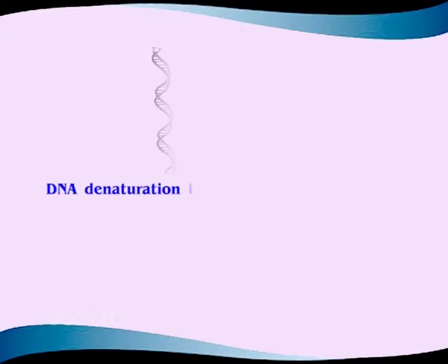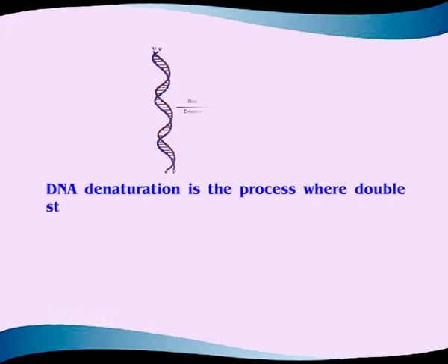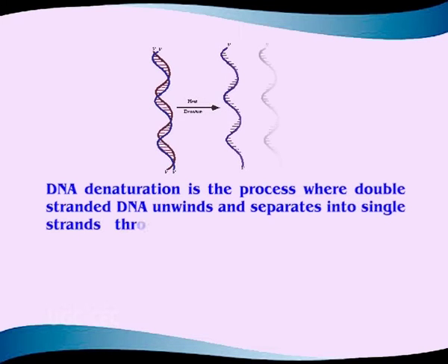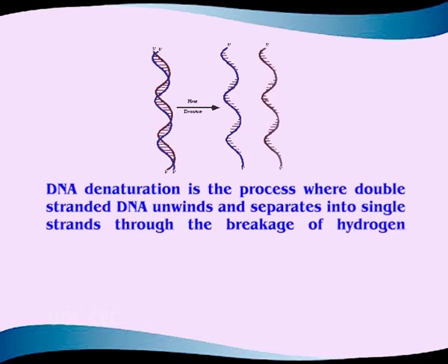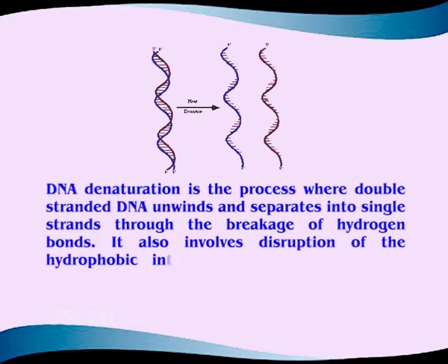In simple terms, denaturation is a process where nucleic acids or proteins lose their quaternary structure, tertiary structure, and secondary structure by application of some external stress or compound. DNA denaturation is a process where double-stranded DNA unwinds and separates into two single strands through the breakage of hydrogen bonds. It also involves disruption of the hydrophobic interactions of the bases.